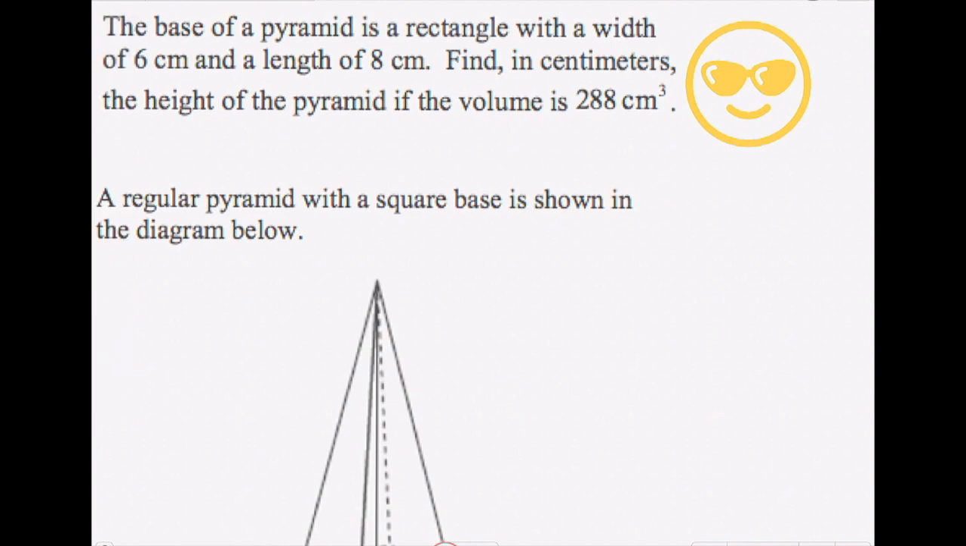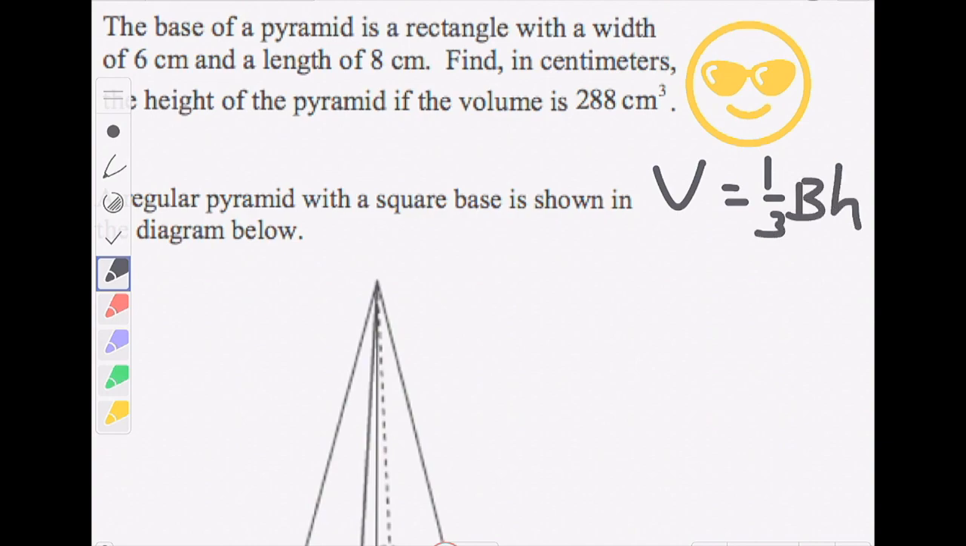And question number 2, why don't you give this a try? I know the formula might be brand new to you, but let's see if you can handle this. The base of a pyramid is a rectangle with a width of 6 centimeters and a length of 8 centimeters. Find in centimeters the height of the pyramid if the volume is 288 cubic centimeters. We'll still be using the same formula, volume equals 1/3 big B times H. But in this question, we are not looking for the volume, we're looking for the height. Give it a try and see if you can get it on your own. And then unpause the video to see if you did it.